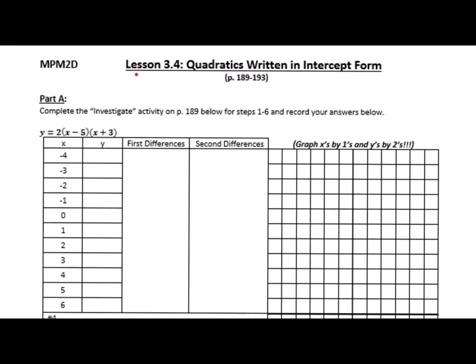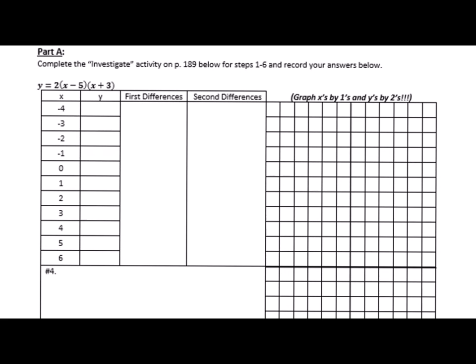So what we're working on today is quadratics written in intercept form. It's on page 189 to 193. And all we have to do is complete this investigation for this basic graph, y is equal to (x minus 5)(x plus 3). And all we're going to do is substitute all the x values into this equation to get these sets of points.